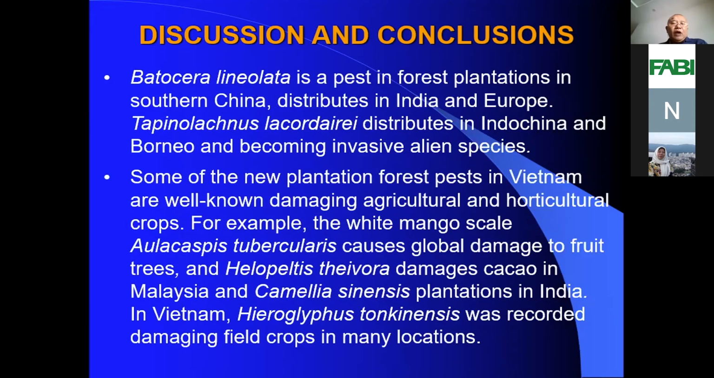Batocera lineolata, the longhorn beetle, is a pest in forest plantations in South China, distributed in India and Europe, and Tabino Chnut lacodaris is distributed in Indochina and Borneo. Now all these species have become invasive alien species.